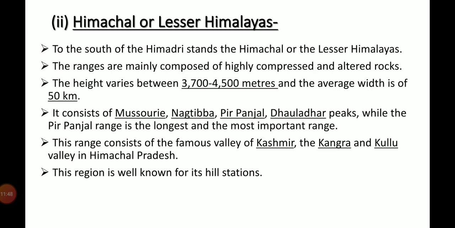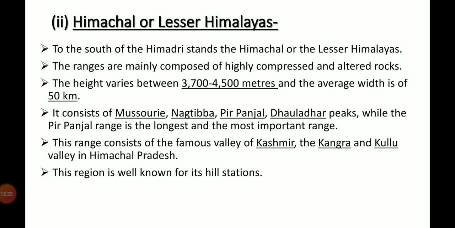Next, Himachal or Lesser Himalaya. The range lying to the south of the Himadri stands the Himachal or the Lesser Himalayas. The ranges are mainly composed of highly compressed and altered rocks with an average height between 3,700 to 4,500 meters, and the average width is 50 km. It is also a most rugged or uneven mountain system.